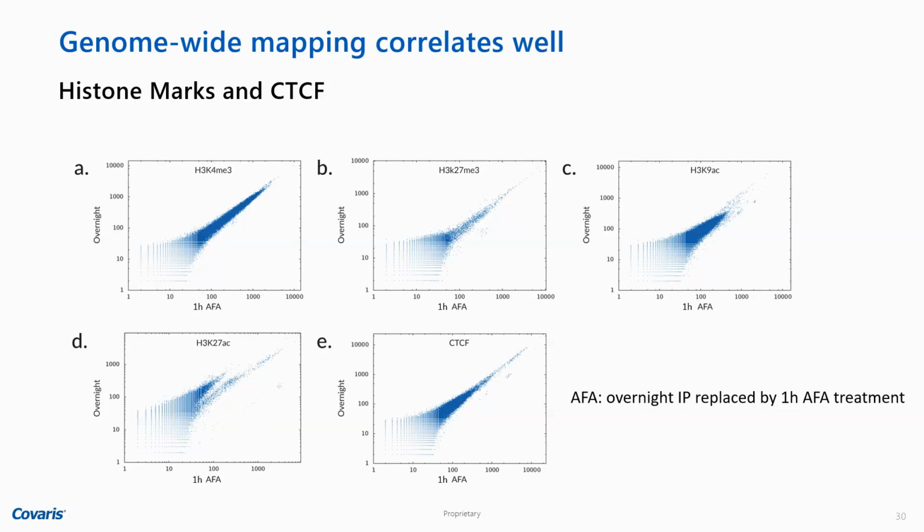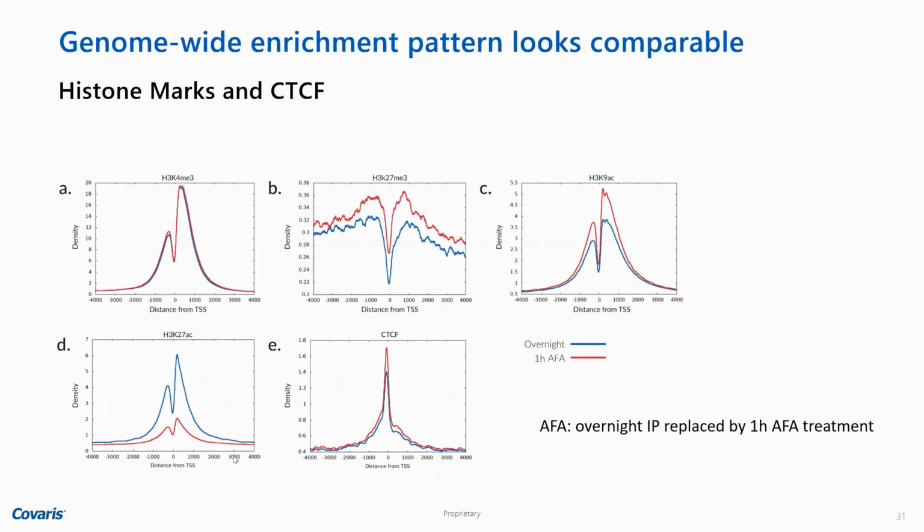But from the browser tracks, remember, we still see nice enrichment when we look into the real peaks. So now, if we look into the enrichment plots, we see again that the enrichment plots also look very comparable. And again, for K27 acetylation, we see less enrichment overall, but the same pattern. So we really believe that it is just a matter of adjusting the time here.